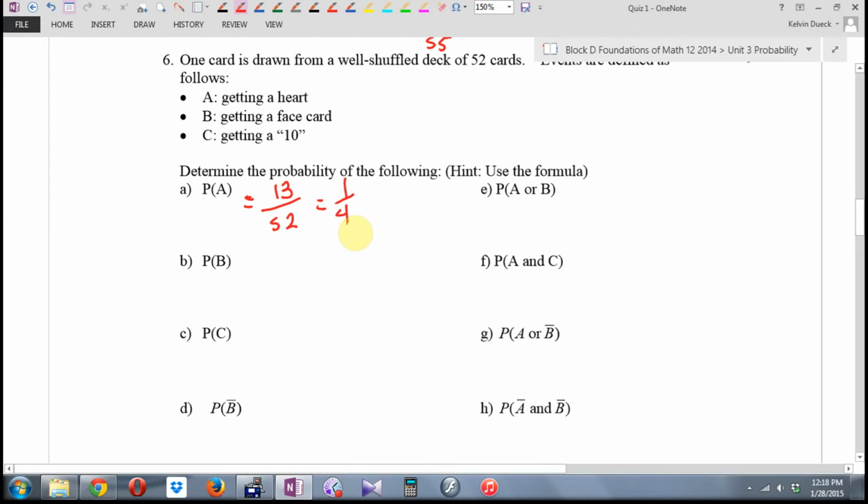So B, how many face cards are there in the deck? 12 out of 52. Or, in lowest terms? 3 out of 13? Is that what it ends up being? Okay. 1 mark each. Getting a 10. How many 10s are there in the deck? 4 out of 52, or 1 out of 13.